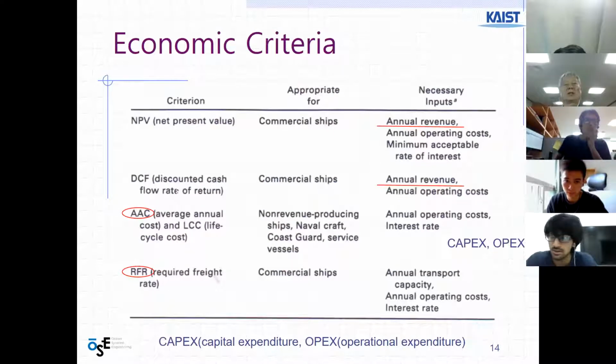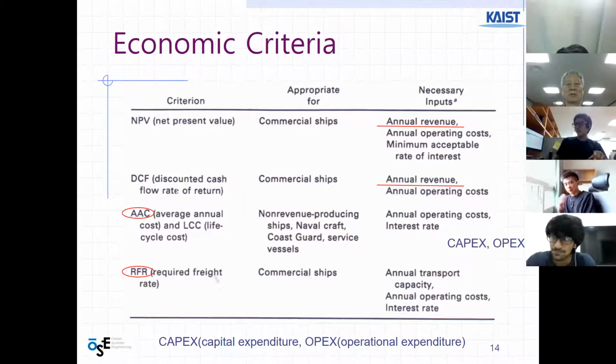Right. So there is another type of economic criteria in addition to RFR. RFR is at the bottom left of this table, so there are other criteria. From the top is NPV, net present value, and DCF, discounted cash flow rate of return. AAC is average annual cost or life cycle cost. And RFR is required freight rate.